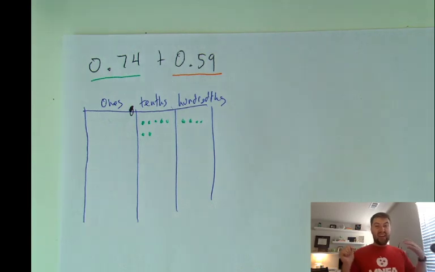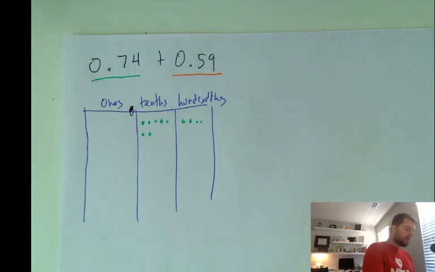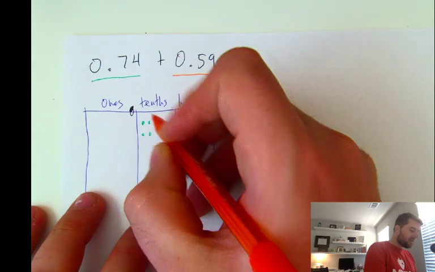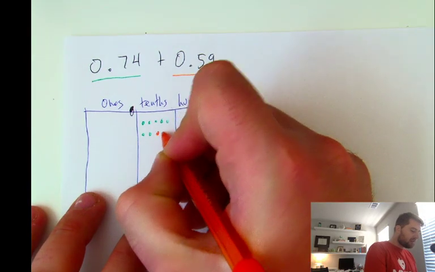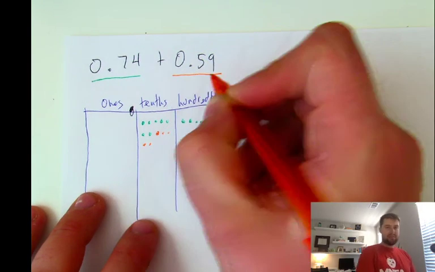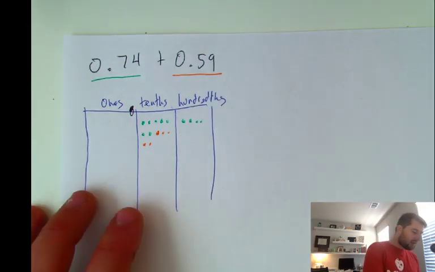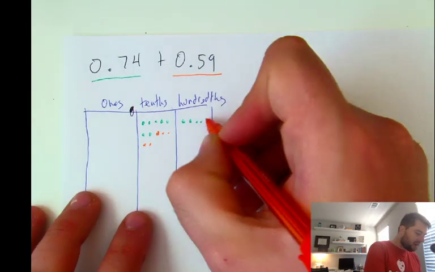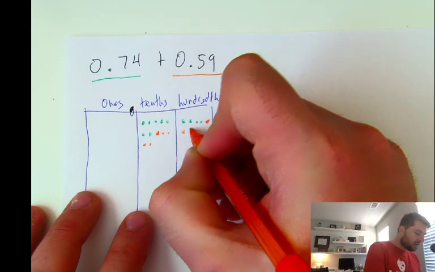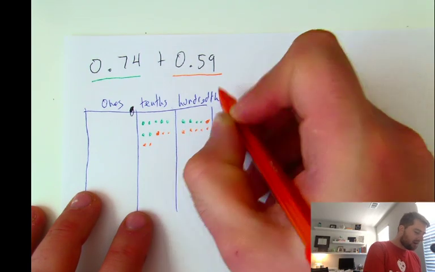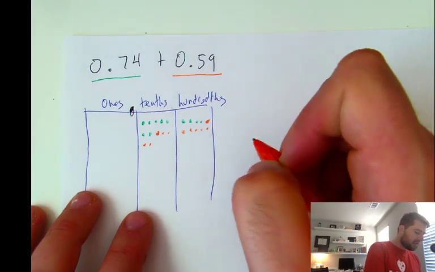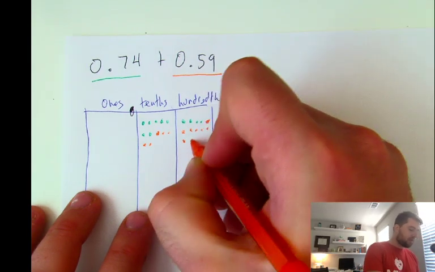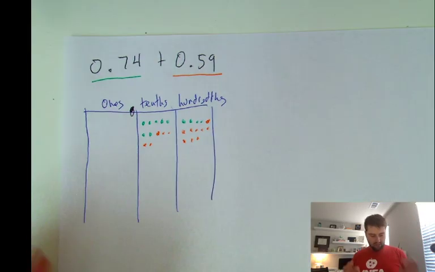All right, then looking at our orange number, that second number, 0.59 or 59 hundredths, or 5 tenths and 9 hundredths. We're going to put 5 in the tenths place because there are 5 in the tenths place in that number. And we're going to put 9 dots over here in the hundredths place because there are 9 in our hundredths place. That's 6, 7, 8, 9. All right, there we go.